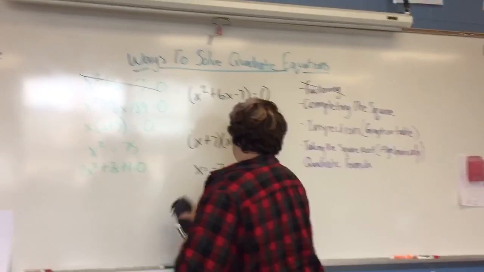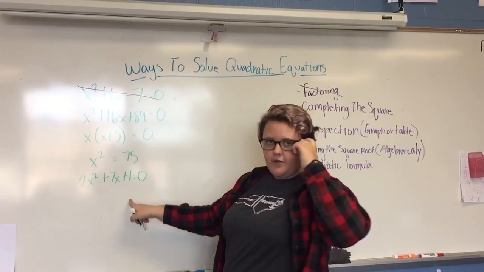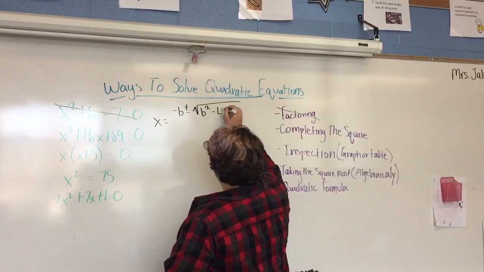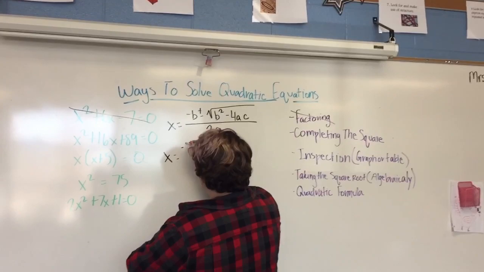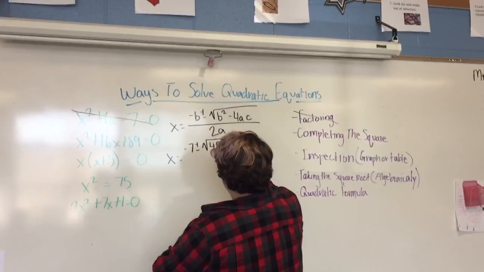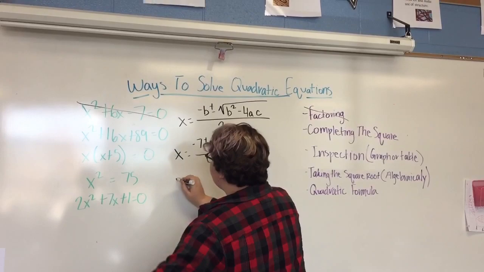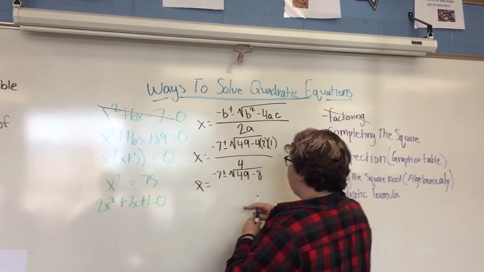So here's our equation. If you need to pause for a minute and write it all down, that's fine. Next, we're going to do the quadratic formula using this equation. The quadratic formula is x equals negative b plus or minus the square root of b squared minus 4ac, all over 2a. We're just going to use substitution. So x equals negative 7 plus or minus the square root of 49 minus 4 times 2 times 1, all over 2 times 2, which is 4.